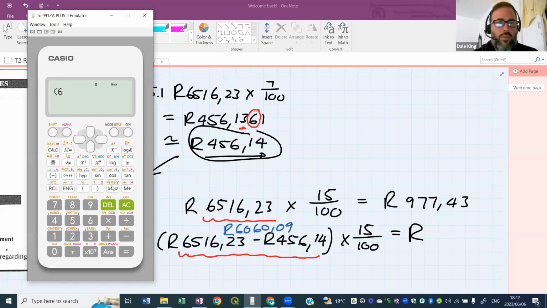So 6516.23, and I'm going to take away the discount, 456.14. You guys might press it on the calculator and get 6060.09, that's fine. I'm just going to type it in there with a bracket, and then I'm going to calculate my VAT on this, over 100, and see what we get. 909, and we saw someone already with that answer. Very good, guys, well done. 909.0135.